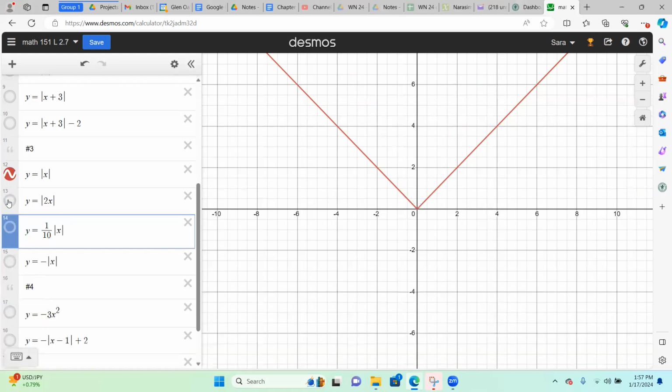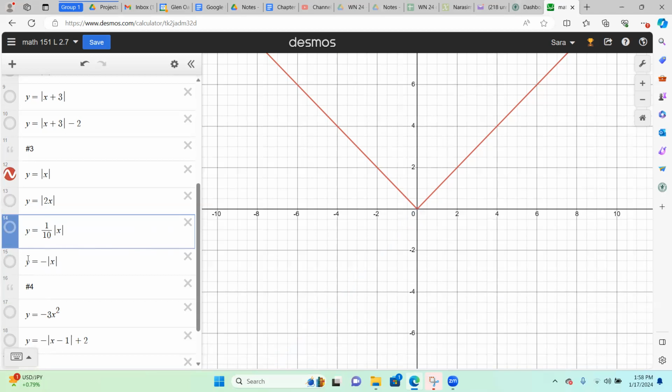Now, if we turn all of these off and just look at the absolute value function, I look at reflecting. Reflecting means I'm taking a negative on the outside, so I'm going to do that here. So it just flips it over across the x-axis, which is a vertical reflection.